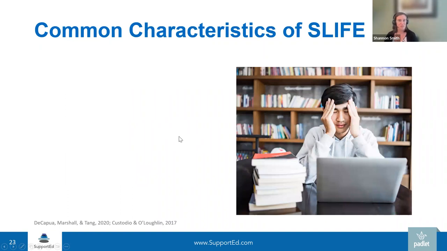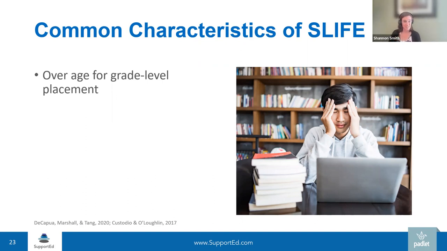So let's take a closer look at some of the general characteristics of SLIFE as they arrive in the US. Because SLIFE students have gaps in their academic content knowledge, they're often over age for the grade level placement. For example, a SLIFE may be placed in ninth grade because of lack of school credits, but may be 18 years or older. So it's really important to make sure that they're getting the essential content they need academically, but also that they're giving.